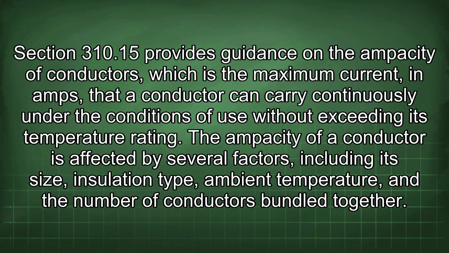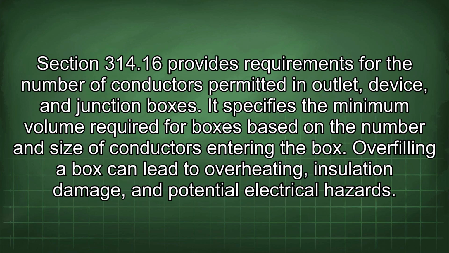of conductors bundled together. Section 314.16 provides requirements for the number of conductors permitted in outlet device and junction boxes. It specifies the minimum volume required for boxes based on the number and size of conductors entering the box. Overfilling a box can lead to overheating, insulation damage, and potential electrical hazards.